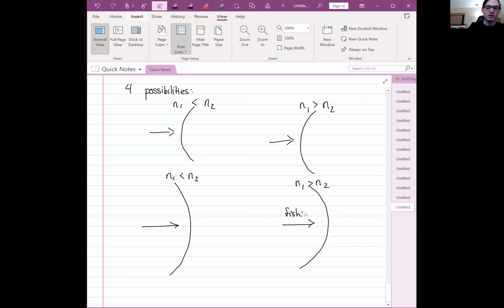Now, by the way, you guys probably have figured out already that these two are basically the same, just reversed, and these two are basically the same, just reversed. And that's true, but it's still useful to treat these as four separate cases, and then we're going to unify them all.